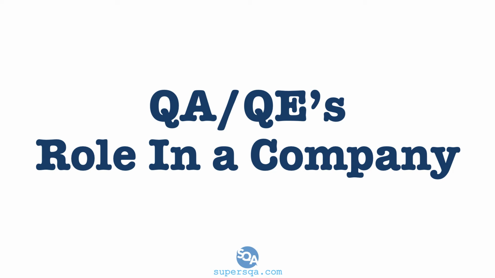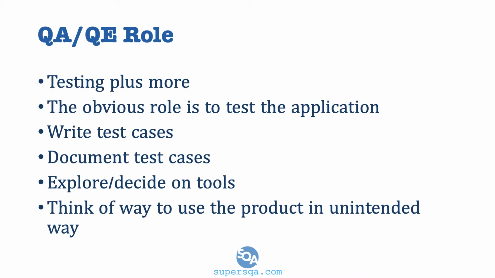In this video, we are going to talk about the role of a QA in a company. What do the daily activities look like for a QA person? So, testing plus more. Testing is the most obvious role, right? It's even in the name, software testing. So you do test the software. But in addition to that, there are a lot more responsibilities.